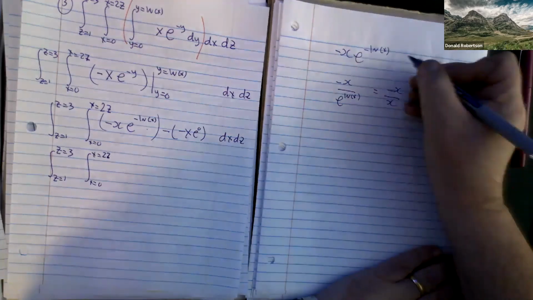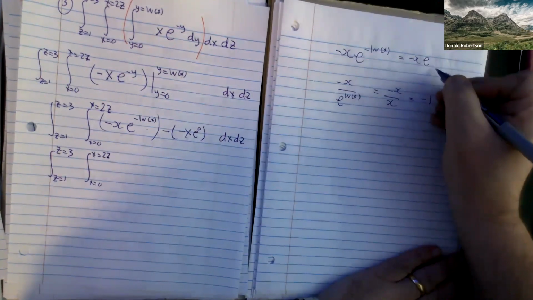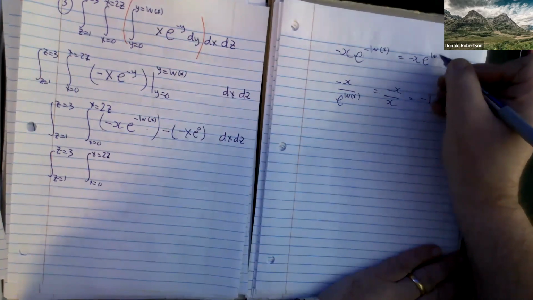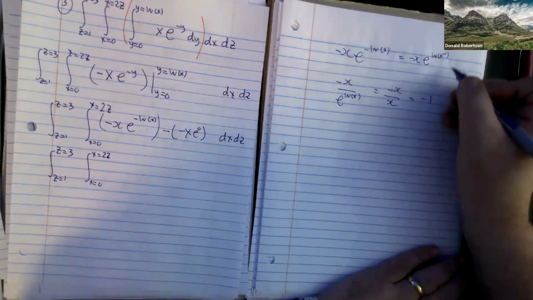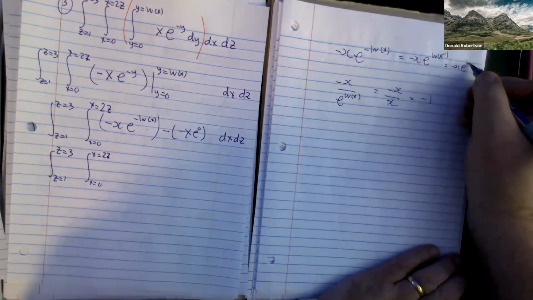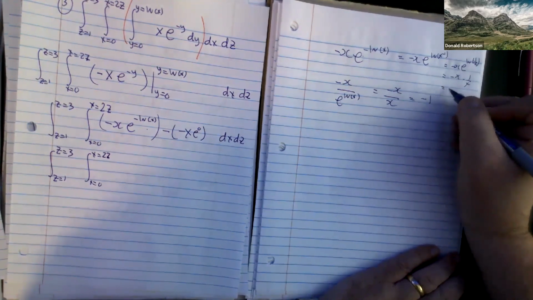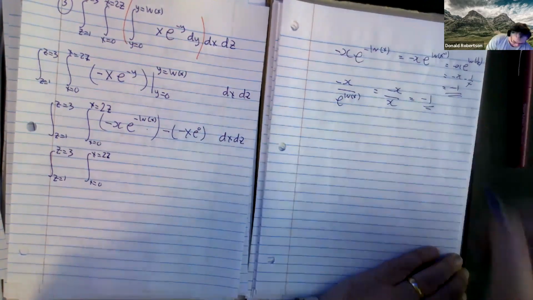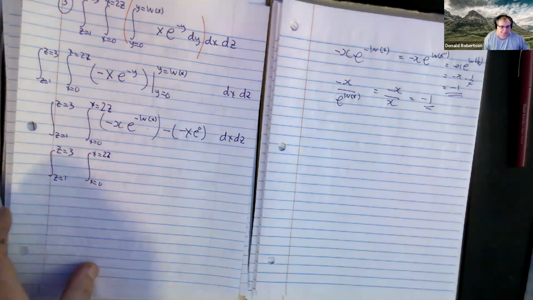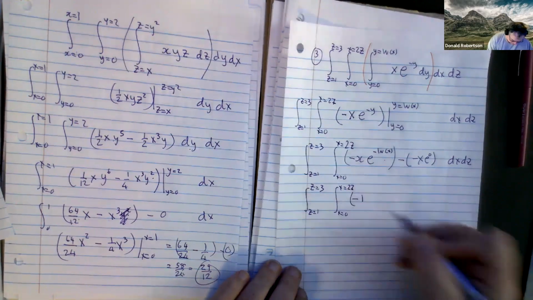You could also do it this way. E to the negative log x is e to the natural log of x to the power of negative 1, which is negative x e to the natural log of 1 over x, and then e to the natural log gets you that guy, which also gets you negative 1. So whatever approach, it's negative 1. So this guy is negative 1.